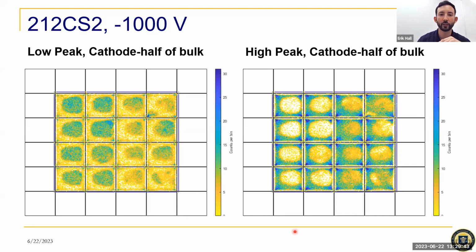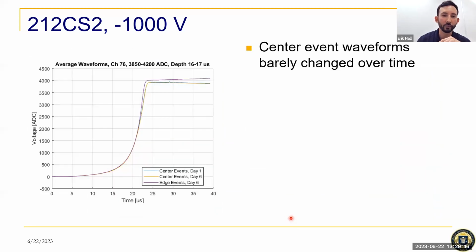And then when we look at it over time, we find that if we separate events by their location and make an average of their waveform, the center events, whether they happen the first day or the sixth day, are essentially not changing. They're the same. However, the edge events on the sixth day have this rise. So we know that we've used these methods to pinpoint where the problem's coming from. Now we need to figure out what's causing this. But this is part of our ongoing research.